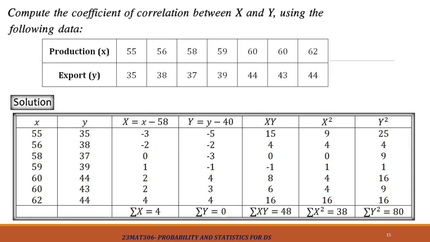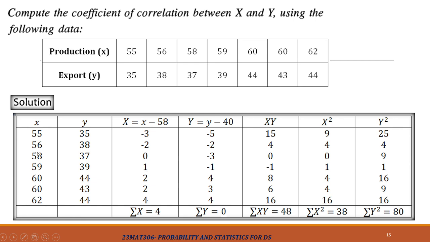Compute the correlation coefficient using the following data. This is x data, this is y data. Here, capital X is equal to x minus 58. In this case, we have to take a rounded value because these are large values, right? So we have to replace them with small values. We have to take any common term, so I am choosing 58. In every x value, we subtract that 58. So these values are reduced to a single digit.